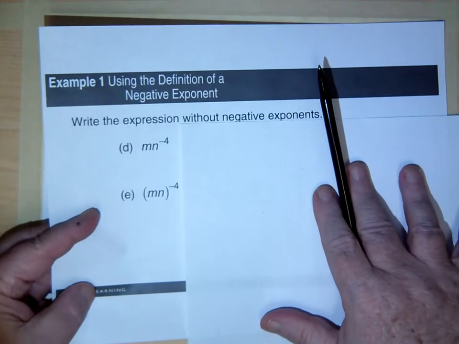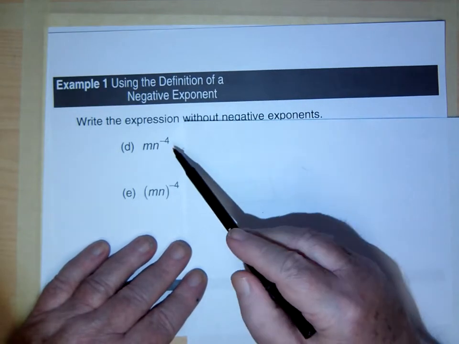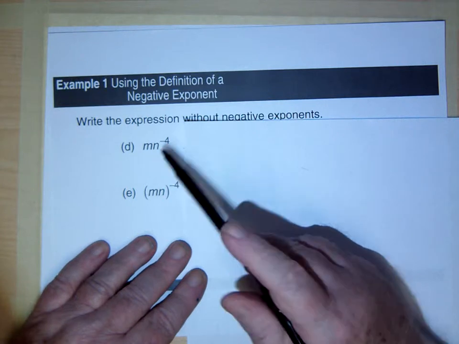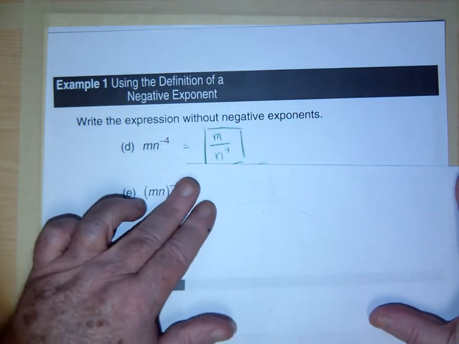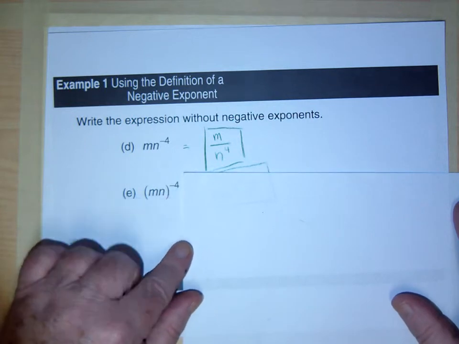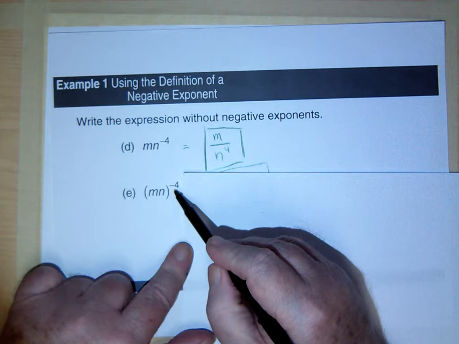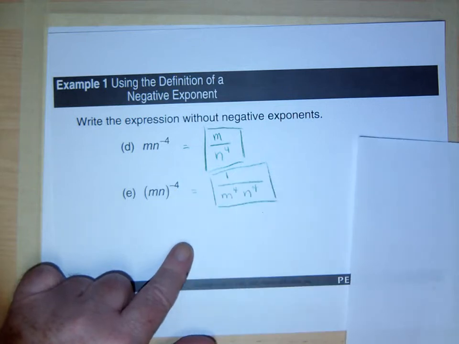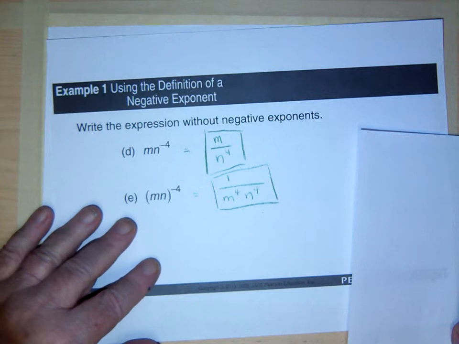Continuing with examples about negative exponents. Here the base for the exponent minus 4 is n, so that's the only thing that goes into the denominator. So that would be m over n to the fourth. Here the exponent is minus 4, but the base is the product of m times n, the whole parentheses, and so I would have 1 over m to the fourth and n to the fourth.